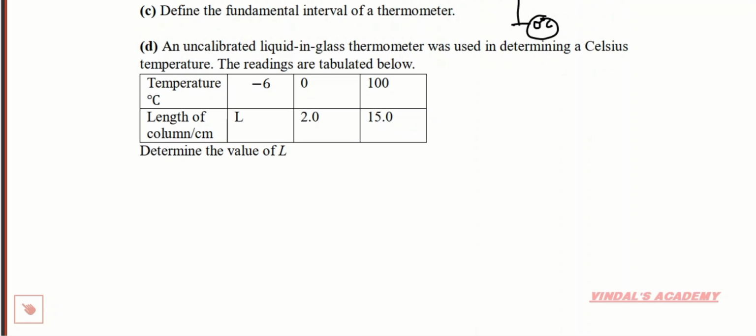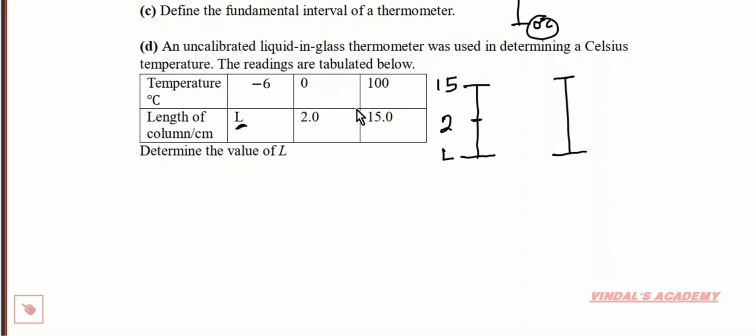Number 9D. All right, we have an uncalibrated liquid in glass thermometer used in determining a Celsius scale. Readings are tabulated below. I'm going to do that for the two of them. I prefer using this approach. There's a formula you can also use, but I do what is easier for me. So when it comes to length of the column, the lowest one there is L. The middle is 2, and the highest is 15. This is the upper fixed point.